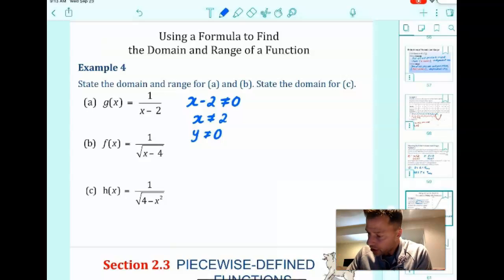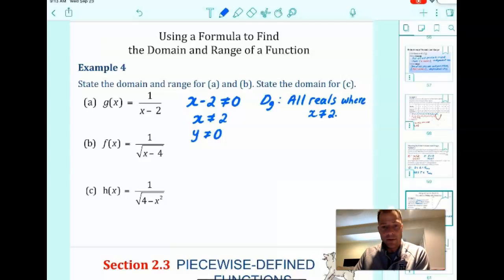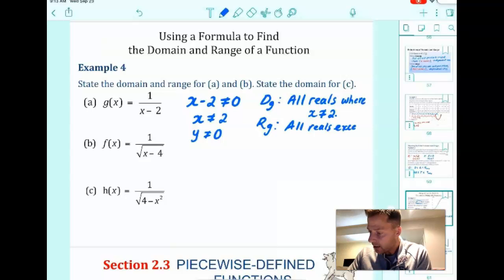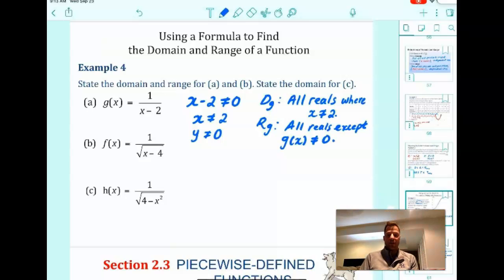So the domain of G, okay, is all reals except, so you could say all reals where x cannot be 2. The range of G, you could say, is all reals except, in this case, g of x cannot equal 0. And there is your domain and range of that function.